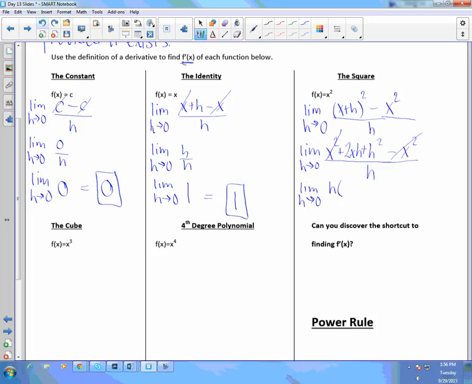Factor out the h. Then what remains in the numerator when we factor out the h?